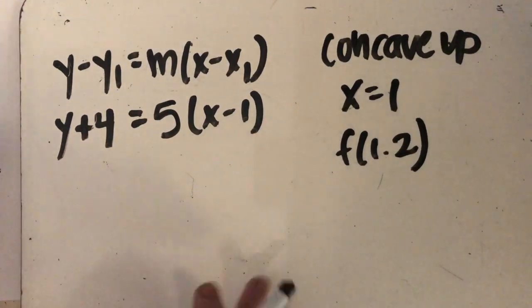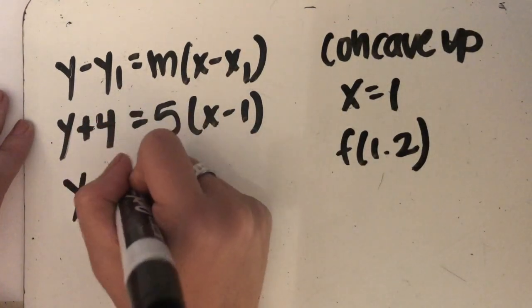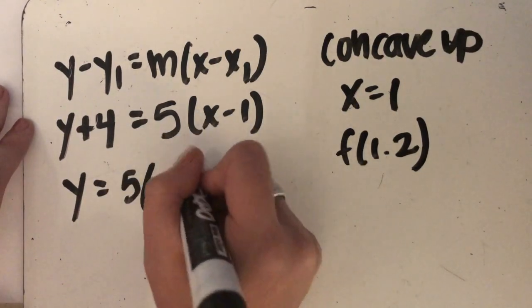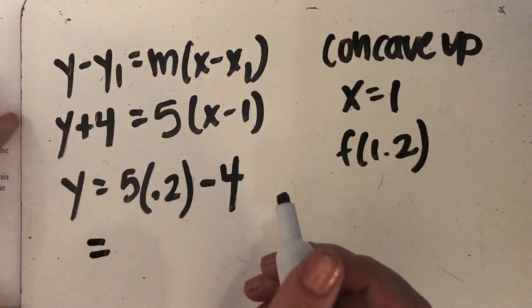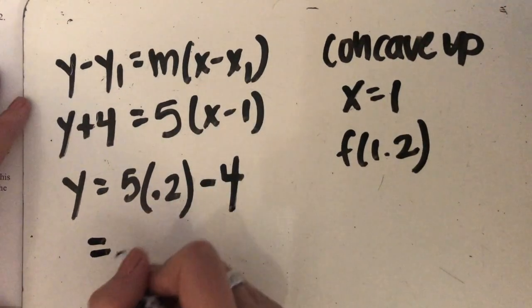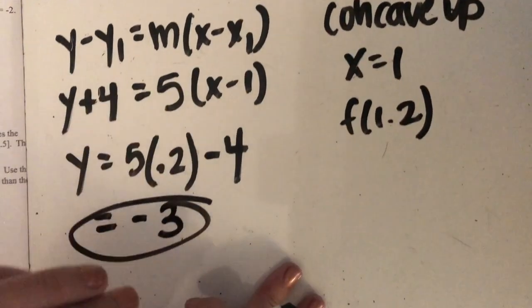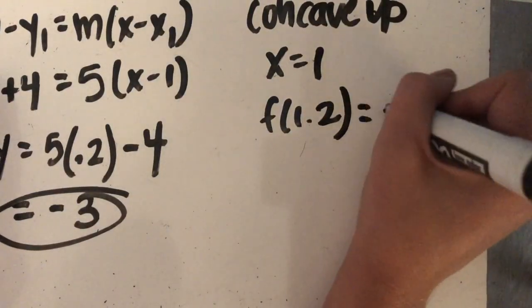Then I want to find at 1.2, so I'm going to plug in 1.2. So I have y equals 5 times 1.2 minus 1, which is 0.2, minus 4. 5 times 0.2 is 1. 1 minus 4 is -3. So my linear approximation is -3, okay? So now I know that the approximation of f of 1.2 is equal to -3.